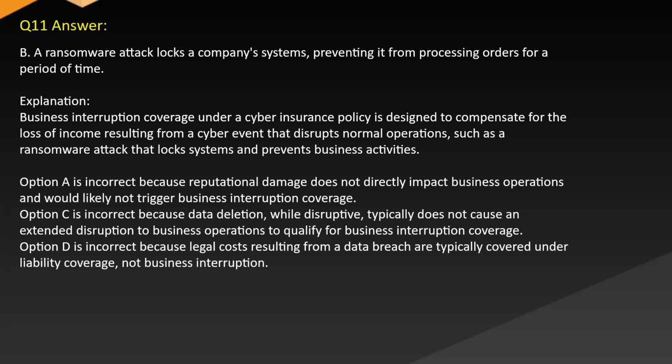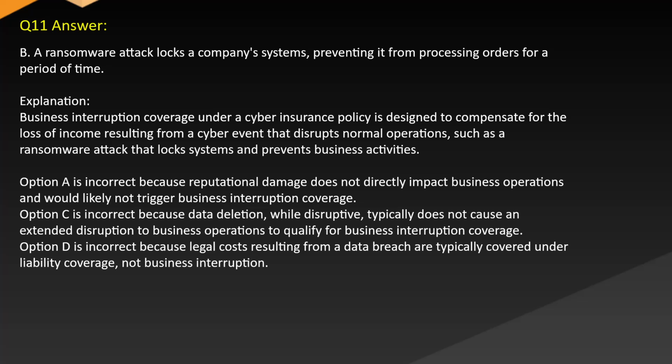Explanation: business interruption coverage under a cyber insurance policy is designed to compensate for the loss of income resulting from a cyber event that disrupts normal operations, such as a ransomware attack that locks systems and prevents business activities. Option A is incorrect because reputational damage does not directly impact business operations and would likely not trigger business interruption coverage. Option C is incorrect because data deletion, while disruptive, typically does not cause an extended disruption to business operations to qualify for business interruption coverage.